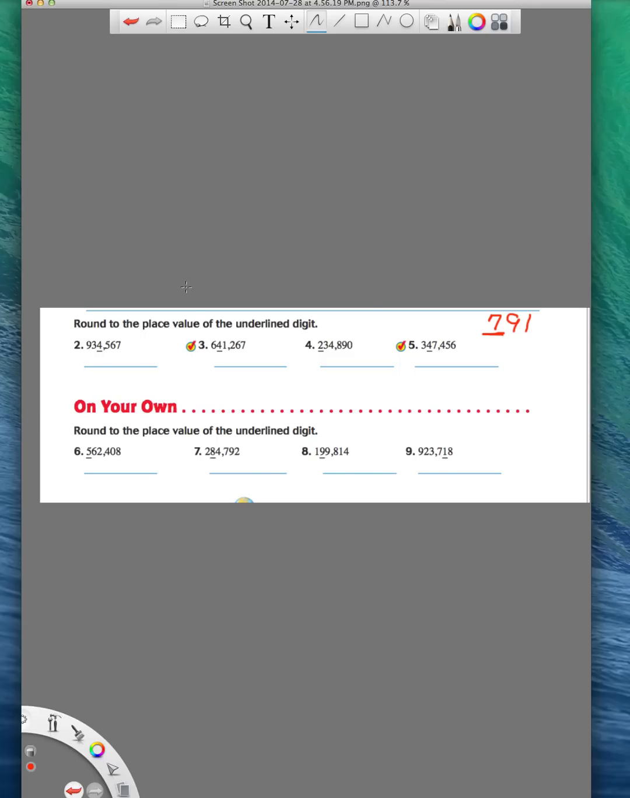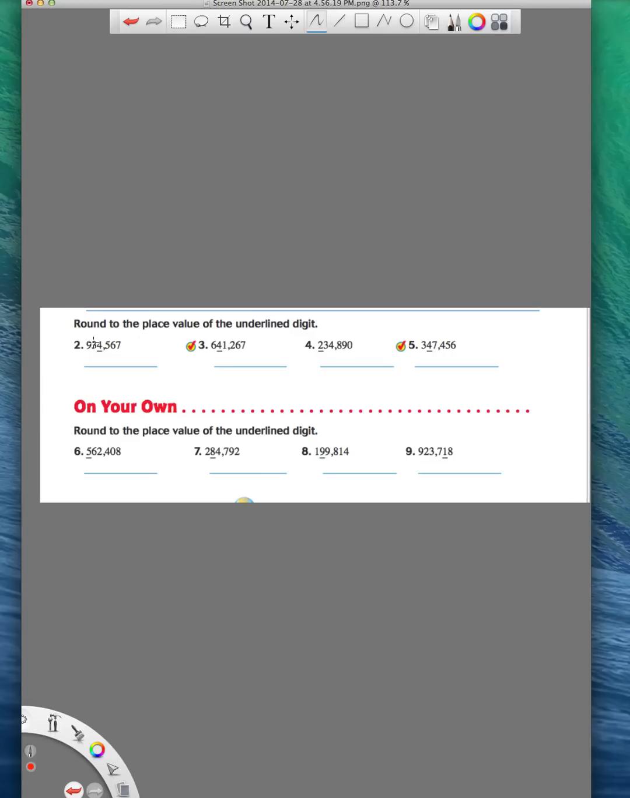So we're going to practice first this first way here where they've already underlined it for us. And then maybe we'll do a couple on our own where they haven't underlined anything and we're going to just say it and underline it ourselves. Okay, so number two here says, well, the directions say round to the place value of the underlined digit. This number is 934,567, and they have the four underlined.